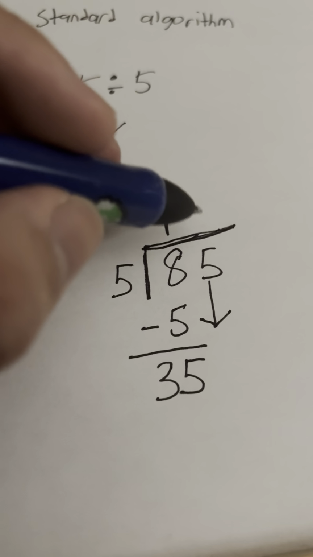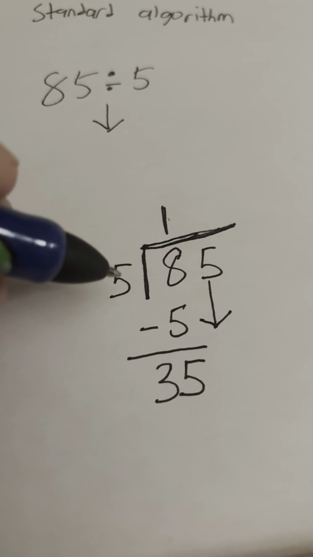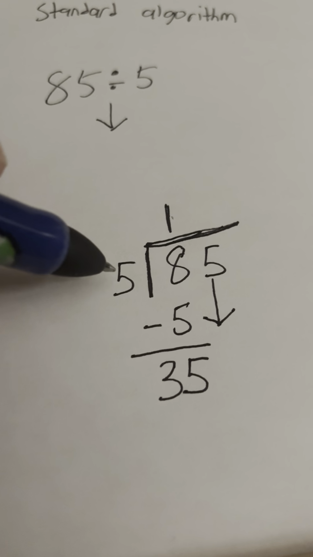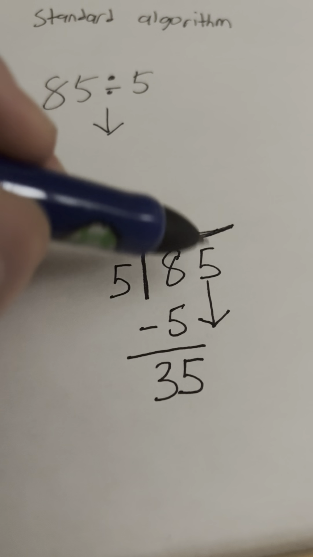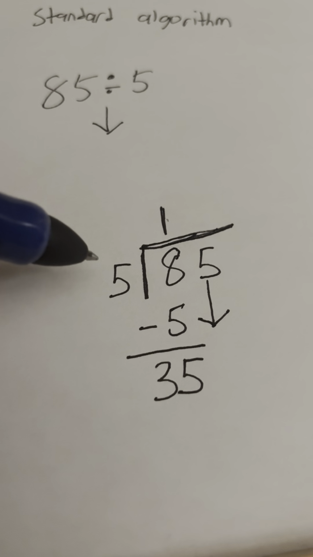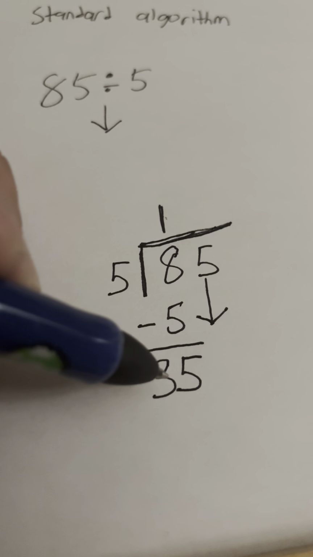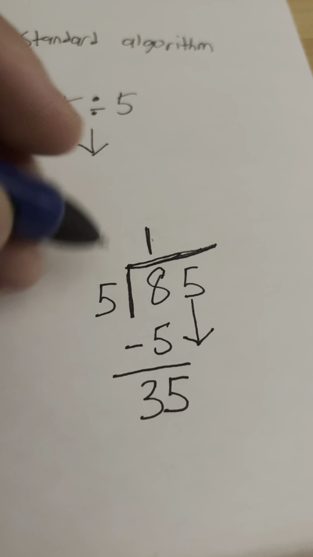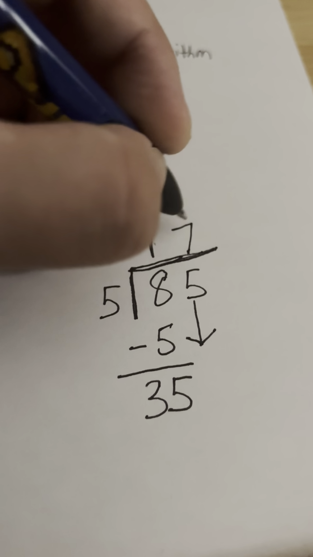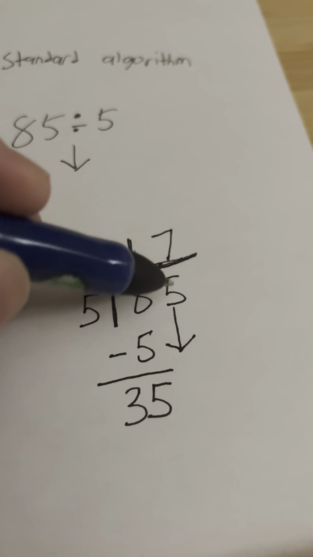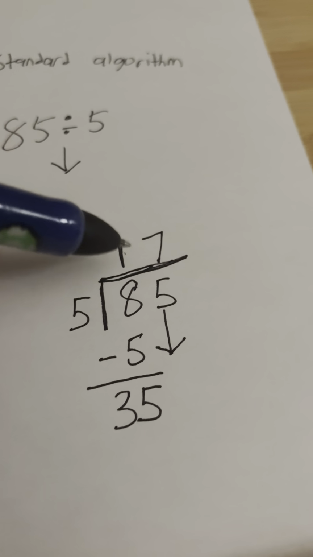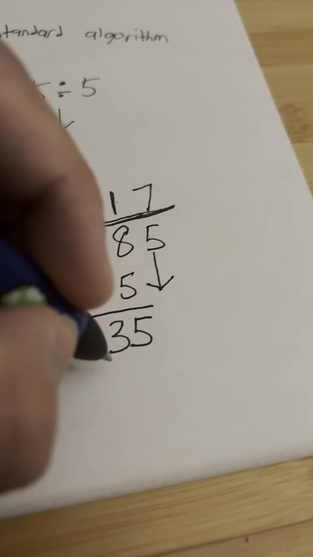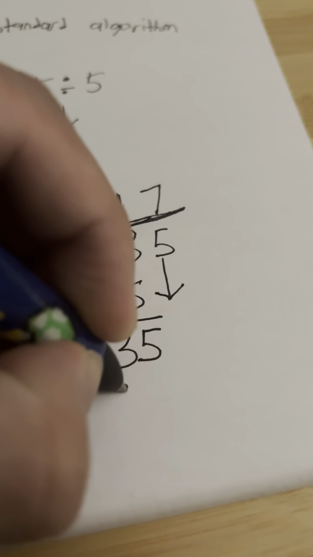So to get your second number, you're going to ask yourself, 5 times what number equals 35? You can pause the video to figure that out, but if you already know it, I'm going to go on. 5 times 7, and make sure that you actually write the 7 above the 5. That's very important. We're dealing with place value here. 5 times 7 equals 35.